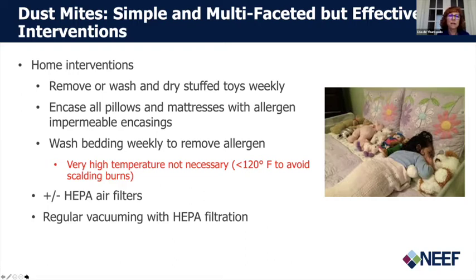You want to encase all the pillows and mattresses with the allergen impermeable encasings like we talked about. Wash bedding weekly to remove the allergens. Scalding, like I said, is not necessary. Even cold temperatures are very effective in reducing about 90% of the allergen. So again, like I said, the HEPA air filters are plus or minus. More effective would probably be the vacuum with HEPA filtration. But again, consider what your parents and patients can afford. Next slide.